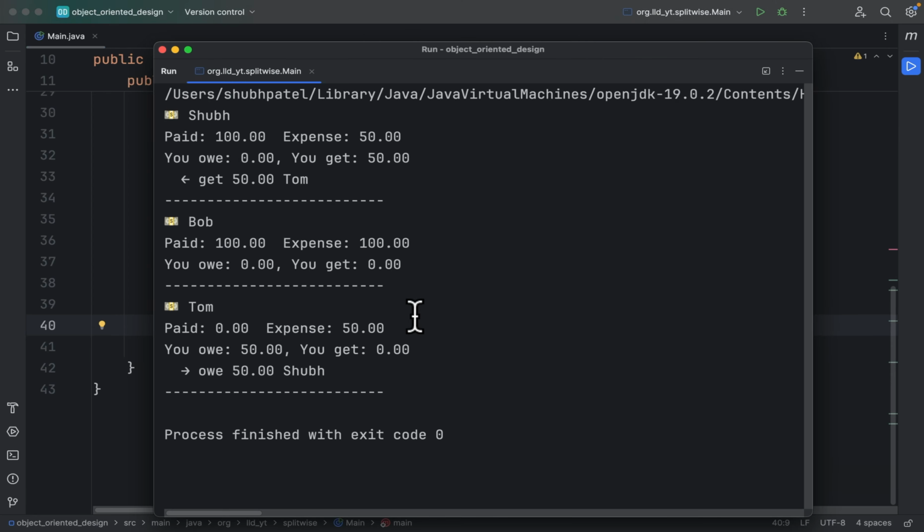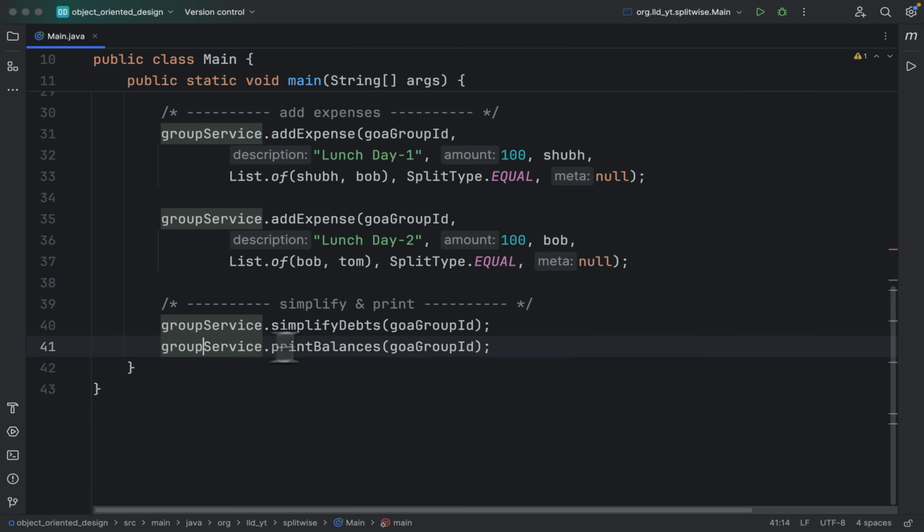So here you can see that the simplification process has been done. Earlier, Tom was going to pay $50 to Bob, and Bob was going to pay $50 to me. So instead of doing that, what we did is Tom is directly going to pay me $50. That's it. So we have reduced or minimized the number of transactions. So I hope now you understood the simplification debt feature.